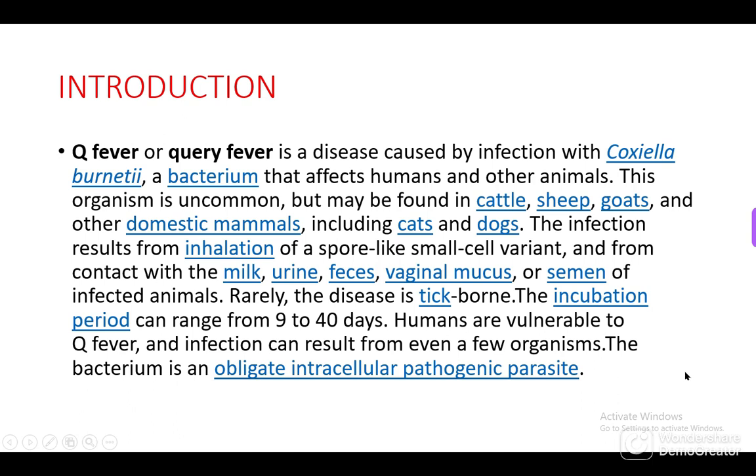The infection results from the inhalation of the spore-like small cell variant and from contact with the secretions of the animals: milk, urine, feces, vaginal mucus, or semen. Rarely the disease is tick-borne. The incubation period can range from 9 to 40 days.